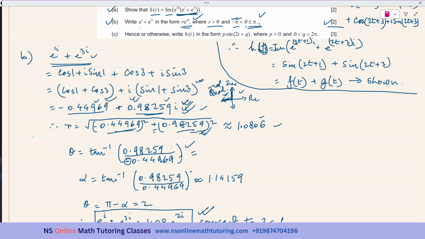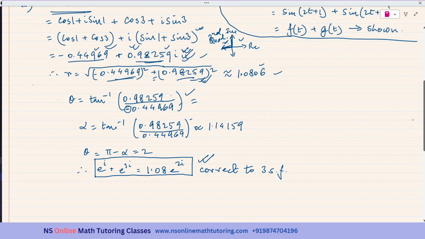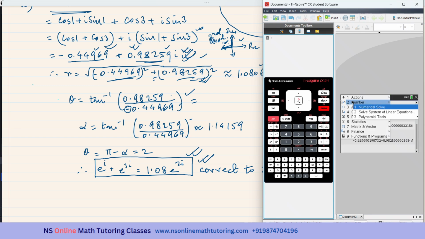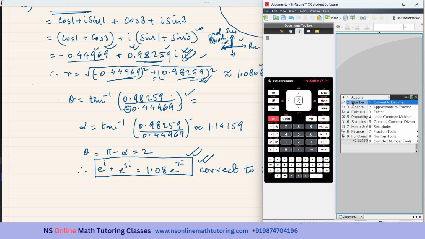In order to come to this final step from the Cartesian form directly, let me show you what you have to do. We go to the menu, and then it is option number 9, complex number 2. And then option 6, convert to polar.